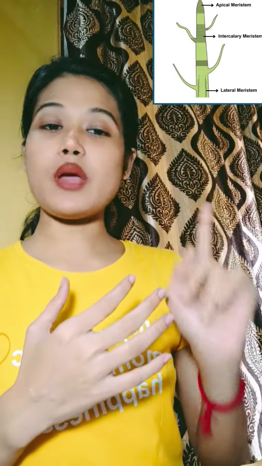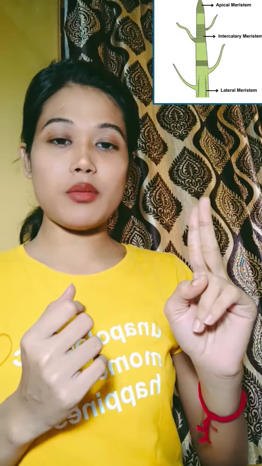So now have a look at this image first. So here we can see that meristematic tissues can be of three types: apical meristematic tissues, intercalary meristematic tissues and the lateral meristematic tissues.